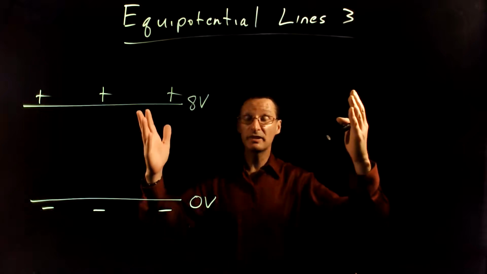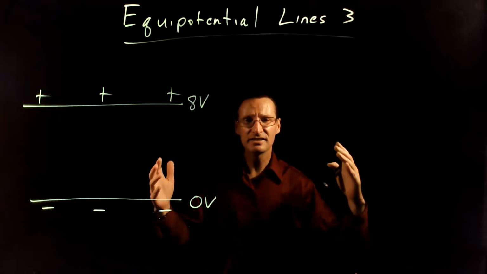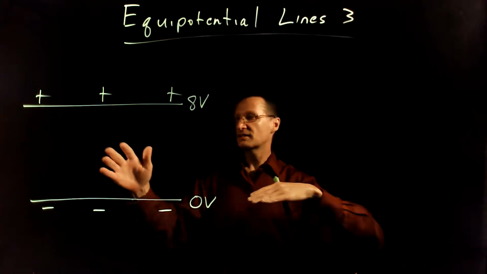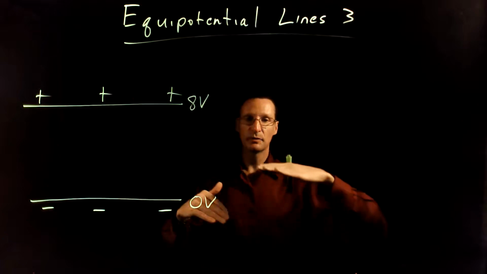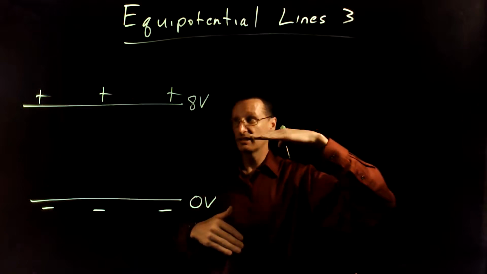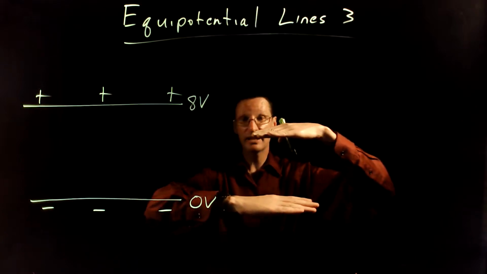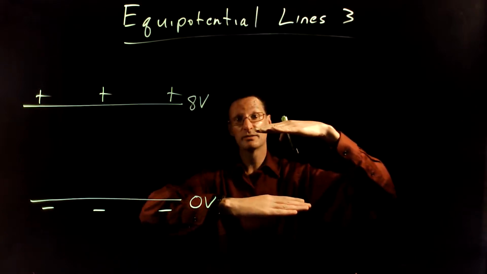Let's talk about equipotential lines again. They're just so useful, and there's a few more things I want to say about them. Let's go back to our parallel plate example. So we have a plate here that's oriented like this, and it's held at a potential of 8 volts, and a plate at the bottom with negative charge on it held at a potential of 0 volts.